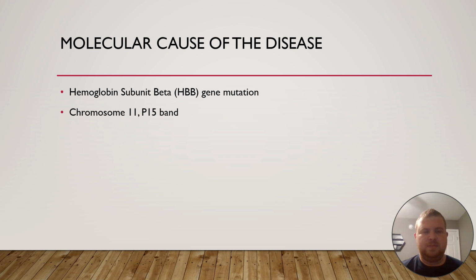The hemoglobin subunit beta gene mutation is responsible for the onset of sickle cell disease. The hemoglobin subunit beta gene is found on chromosome 11 on the p15 band. Hemoglobin subunit beta and other protein subunits provide instructions to the body on how to produce hemoglobin. Due to a genetic mutation, the instruction process is not complete and sickle-shaped red blood cells form instead of circular-shaped red blood cells.